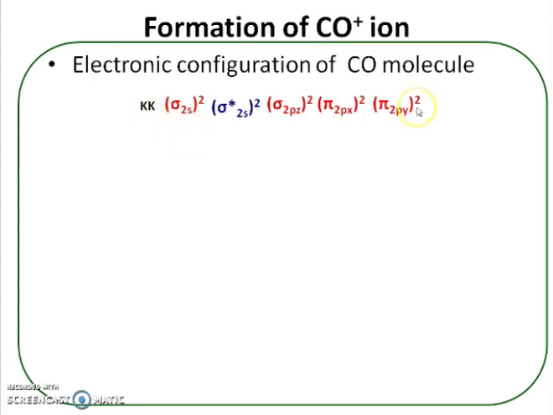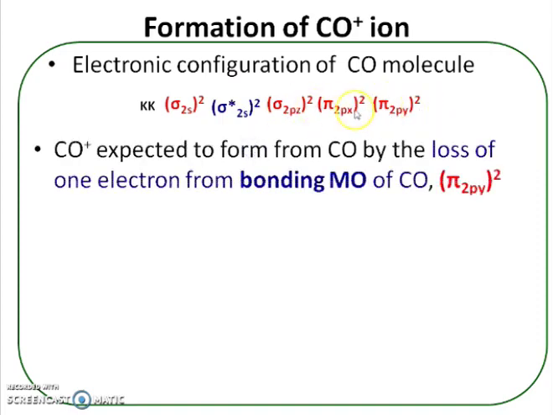For carbon monoxide, the electronic configuration is KK, that is, the K shell not involved in the process of bond formation, then sigma 2s2, sigma star 2s2, sigma 2pz2, pi 2px2 and pi 2py2. So in this way there are 8 bonding electrons, highlighted by red color, and there are 2 anti-bonding electrons, and therefore the calculated bond order for carbon monoxide is 3. That we have already seen in the last video lecture.